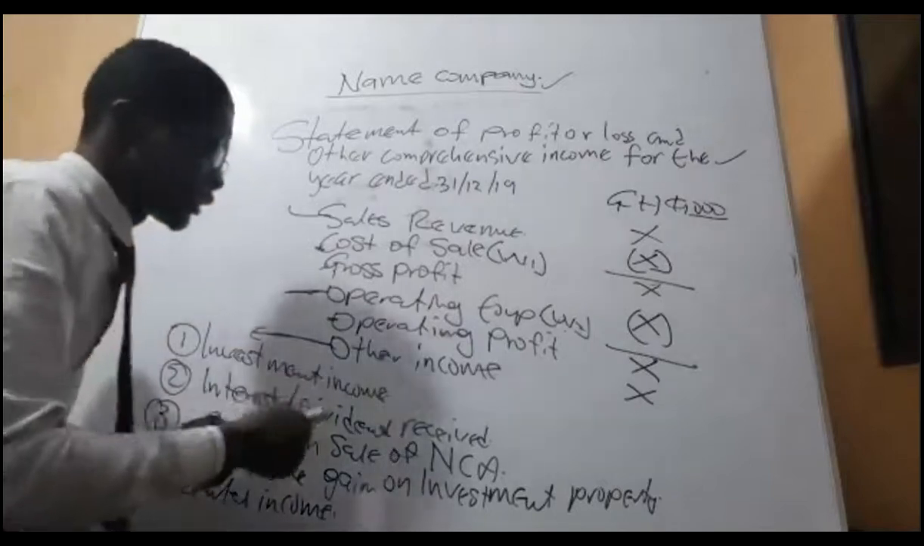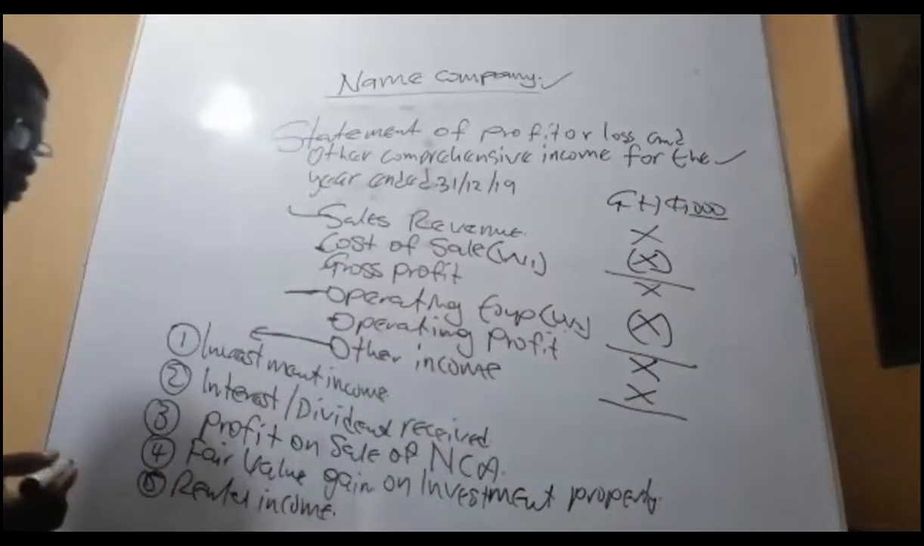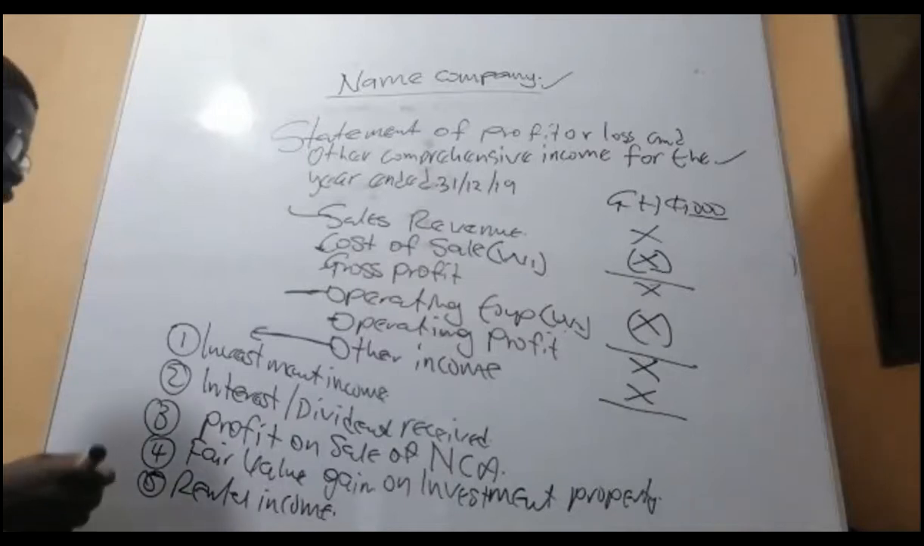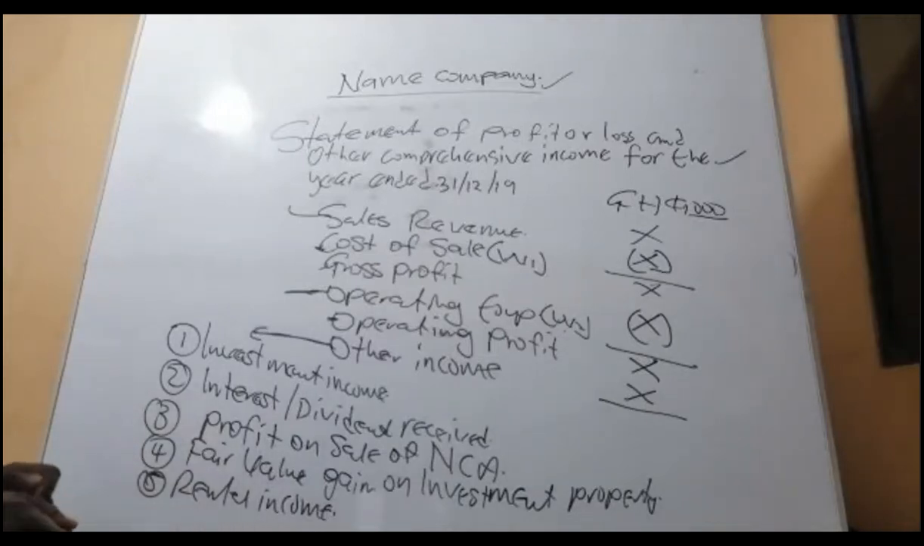Now when you add it, then you get what? This is a proper profit. We call it profit before interest and tax. Profit before interest and tax.